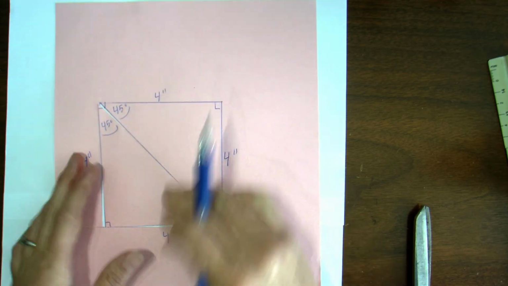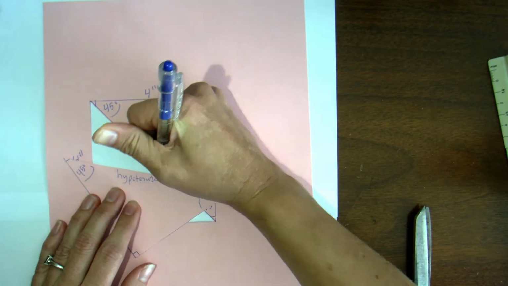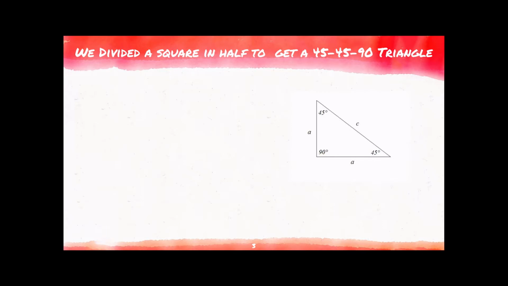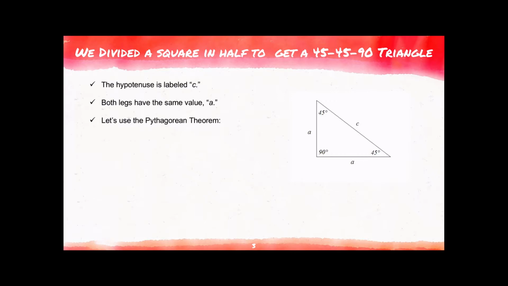The longest side is called the hypotenuse, and it's opposite the 90-degree angle. Now let's look at the relationship between the hypotenuse and the shorter two sides called legs. If the hypotenuse is c and each of the legs is a, we can use the Pythagorean theorem to find the relationship we'll use in all problems.